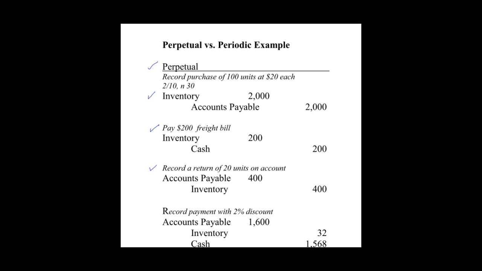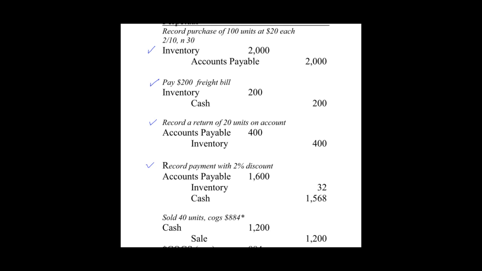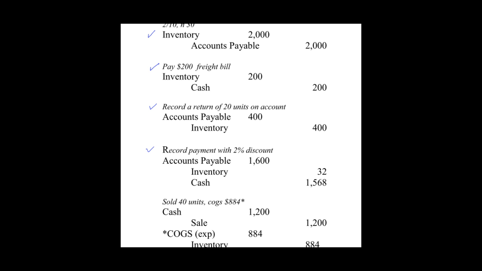You were then asked to record payment with a 2% discount. Let's move on to that journal entry. I think the first thing we might do that would be useful is figure out what amount you have in the accounts payable account as it relates to the purchase of this inventory. You'll recall you purchased $2,000, but you returned $400 worth, and so in accounts payable you currently have $1,600.